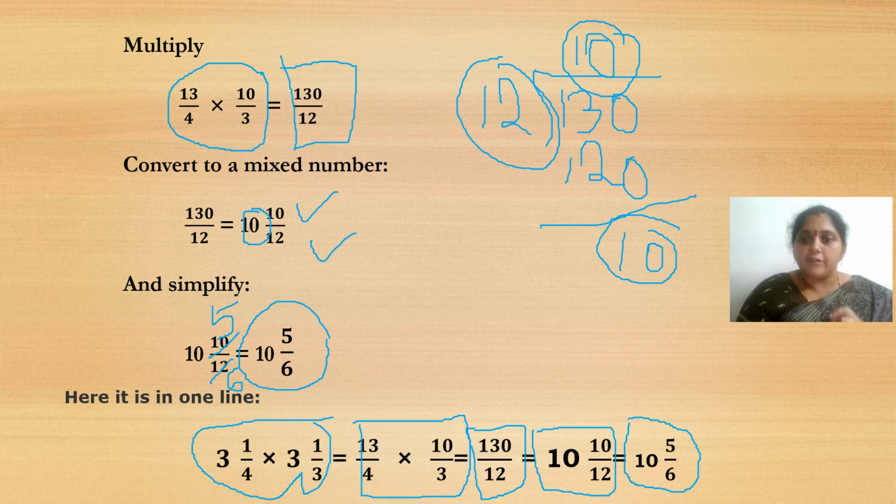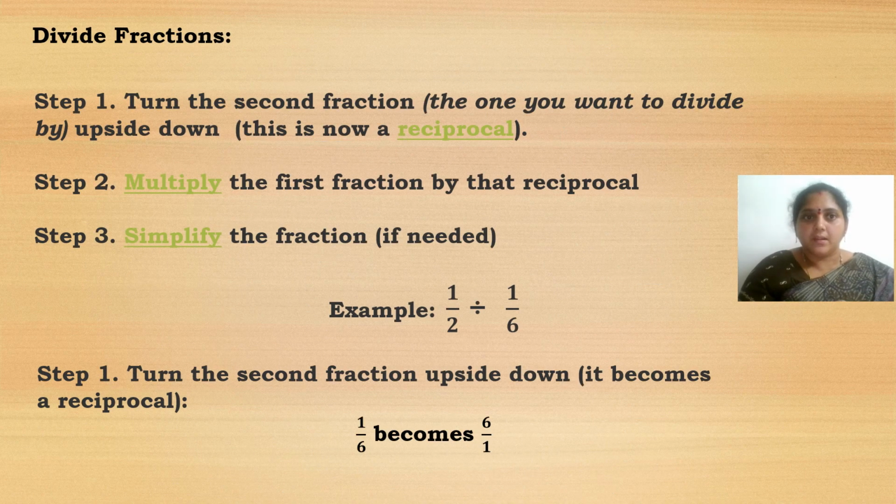Now, we are going to see how to divide the fractions. Till now, we have seen multiplication of the fractions. Now, we are going to see how to divide a fraction. Step 1. Turn the second fraction, the one you want to divide by, upside down. This is now a reciprocal. Reciprocal means interchanging the numbers.